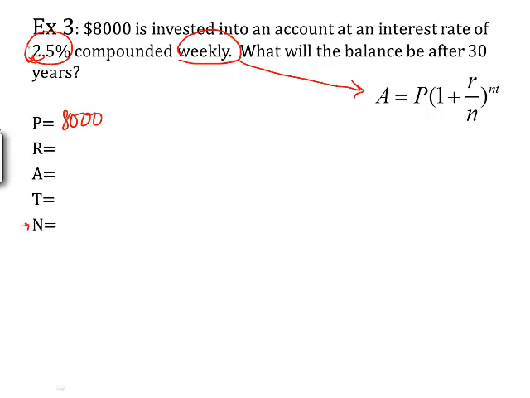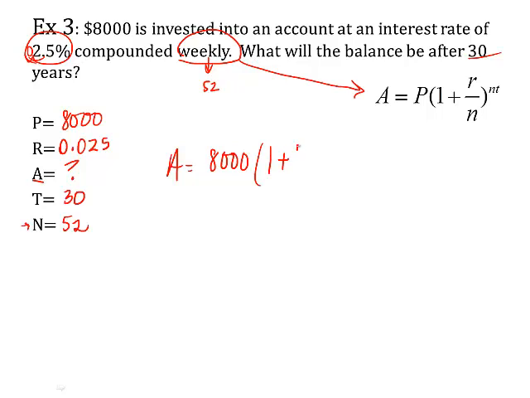I need to move that decimal over 2 places, so it's 0.025. The account balance, okay, that's what we need to know. It's asking us, what's the balance going to be after 30 years? We don't know that. That's the unknown. The time is given to you in years. It's 30 years. And n, okay, how often is it compounded? Well, weekly. Again, how many weeks in a year? 52. So we put a 52. So let's just see what happens. A is our unknown. So let's plug this in. 8,000 times 1 plus 0.025 divided by 52 raised to the 52 times 30 power. Right?